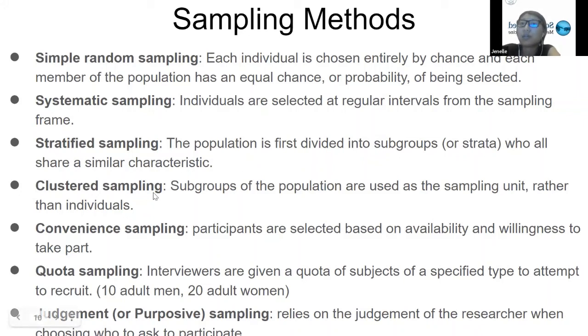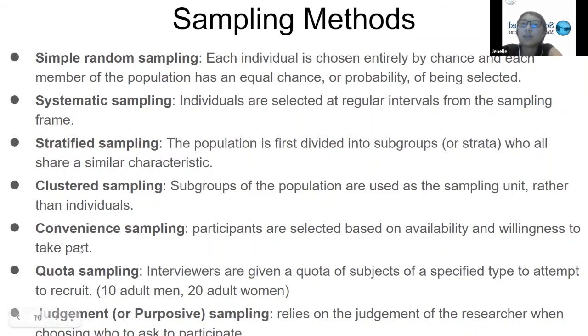Next, clustered sampling is when subgroups of the population are used as the sampling unit rather than individuals. Clusters are just different subgroups of a population. Several experiments like to do this by, if we're doing plants, certain species. Those would be the subgroups, and those are used as the whole unit.